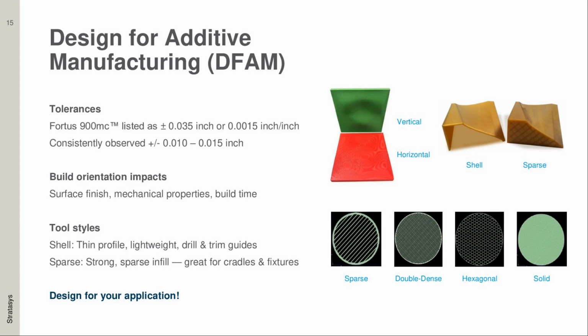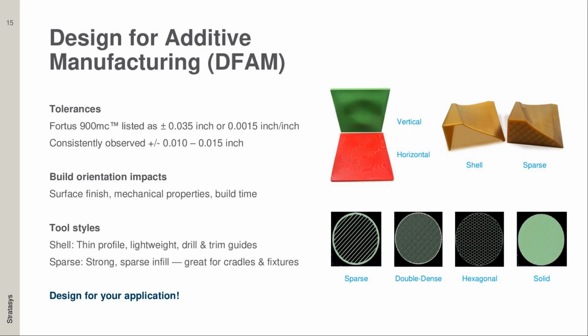Some other things you can do, in the upper right you see these are actually composite tools. One we call shell, the other is called sparse. And shell is basically the profile of the part that you need, and we've extruded it by 3/10 of an inch. So when you're designing a drill guide or a trim tool, design it like a shell tool. You just need to take the profile of the surface and then just thicken it a little bit. And that should be more than acceptable for what you're doing.